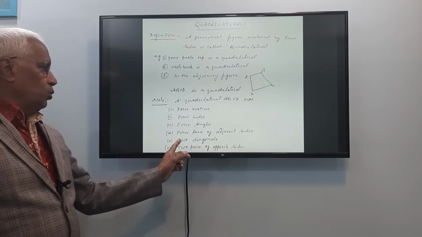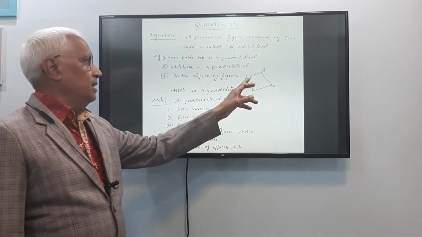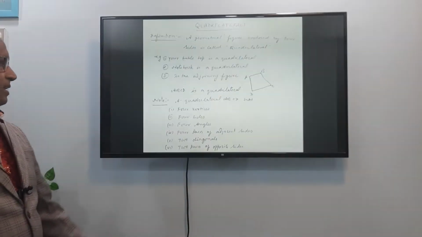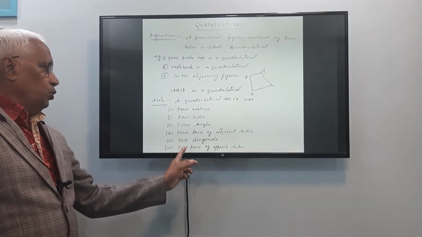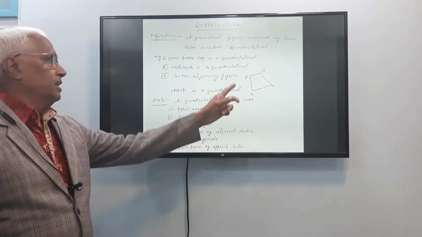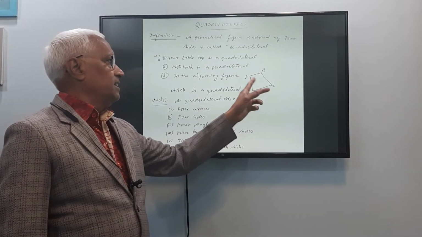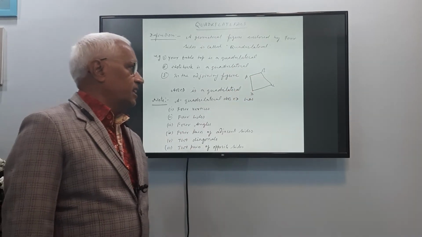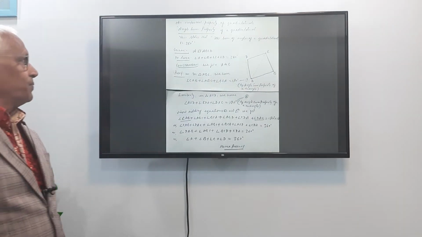Fifth, two diagonals, that is AC and BD here. These are the two diagonals. Last, two pairs of opposite sides: AB and CD is the first pair of opposite sides, and AD and BC is the second pair of opposite sides.